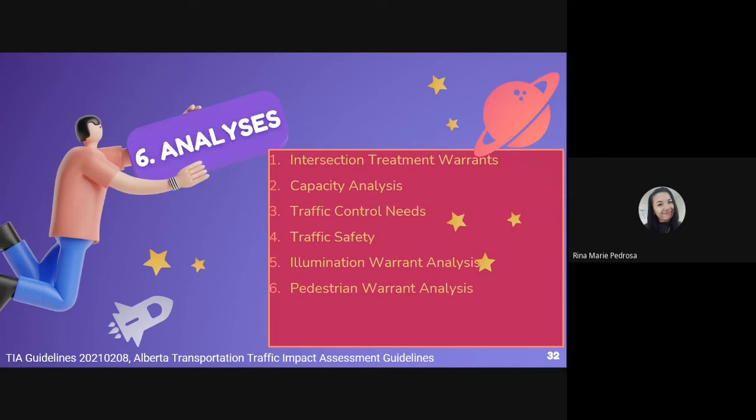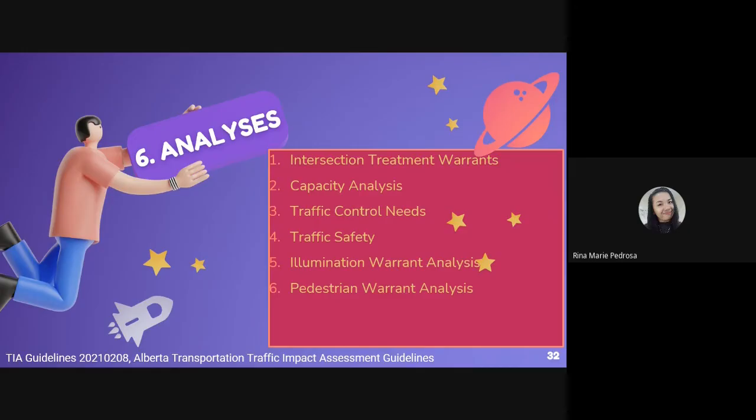And then number six, it would be the pedestrian warrant analysis. So pedestrian movement accommodation is an important issue, especially in the urban and semi-urban areas. So depending on the type of development and its interaction with the surrounding community, pedestrian movements can become a significant issue. Consequently, improvements to pedestrian facilities may be required. On the other hand, at isolated rural developments, pedestrian movements are not likely an issue. If applicable, the TIA consultant should conduct a pedestrian warrant analysis.